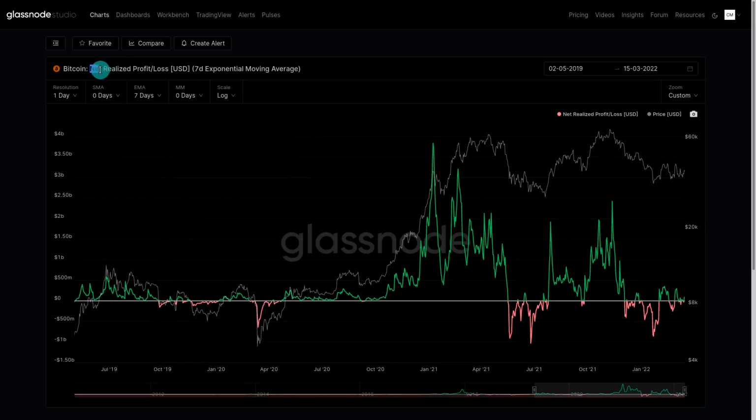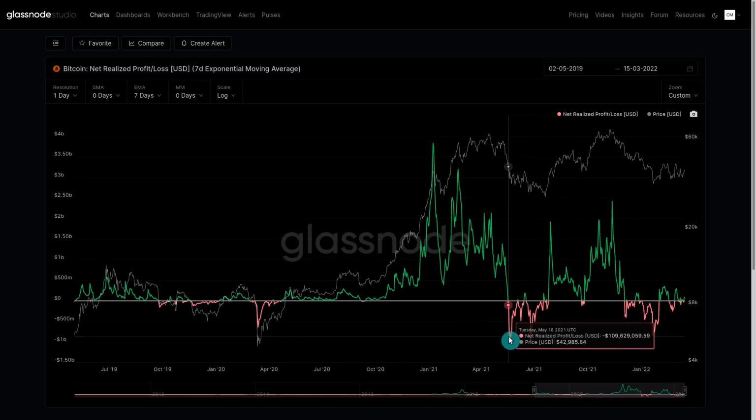So remember that this particular metric is measuring in USD value. So the higher that Bitcoin's price is, the more value is in the system. And therefore, for the same coin movement, the same BTC volume, there's going to be larger volume, both in terms of profits and in terms of losses. So that's why we've zoomed into these different market structures separately.